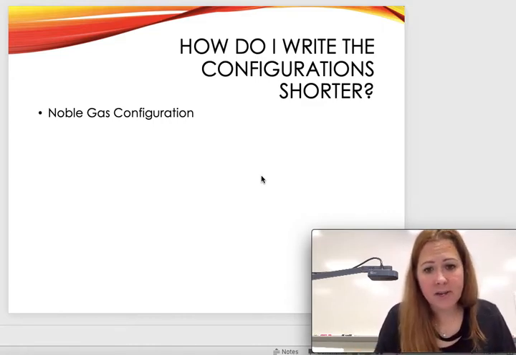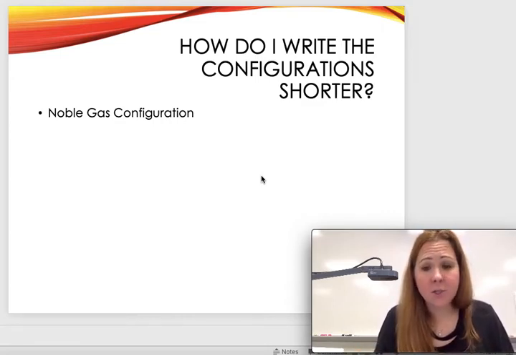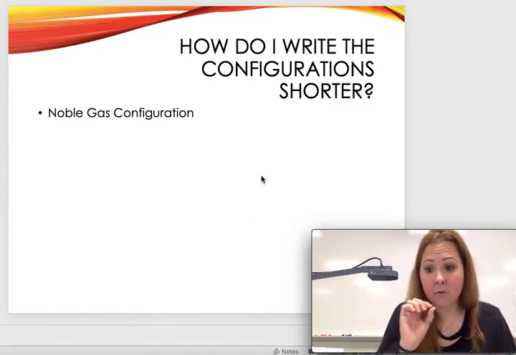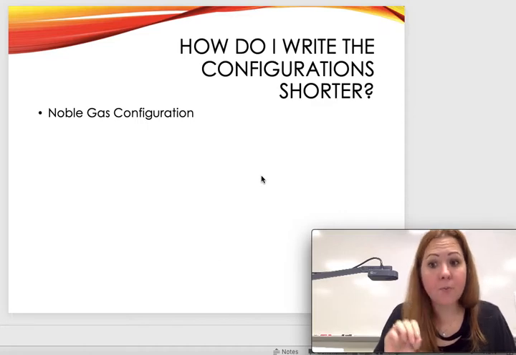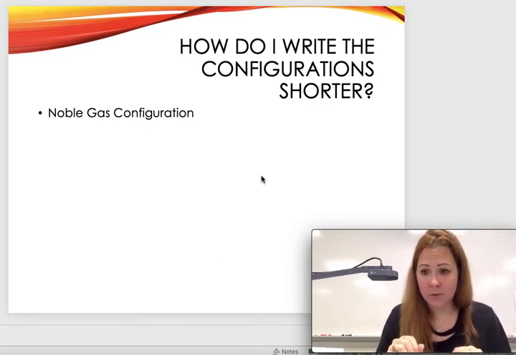If the directions say to write out an electron configuration, again, you're going to write out everything, but as you write it out, you're going to write just 1s2, 2s2, 2p6. So you're just going to use letters and numbers.